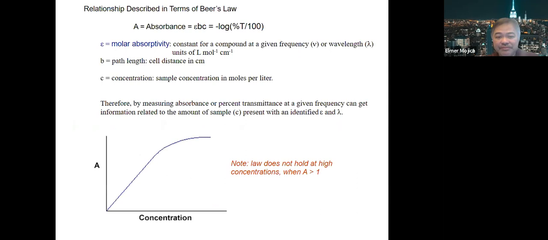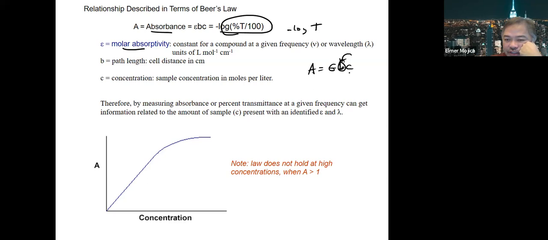Okay? So if you look at the relationship described in terms of Beer's law, you have what? Absorbance. That's the negative log of percent transmittance divided by 100. Or negative log T. The molar absorptivity is known. Usually, if you don't know it, you're going to get it. Usually this is constant. To get this, you prepare different concentrations and then get the absorbance. And since B is constant, your molar absorptivity is just the slope of C versus A.